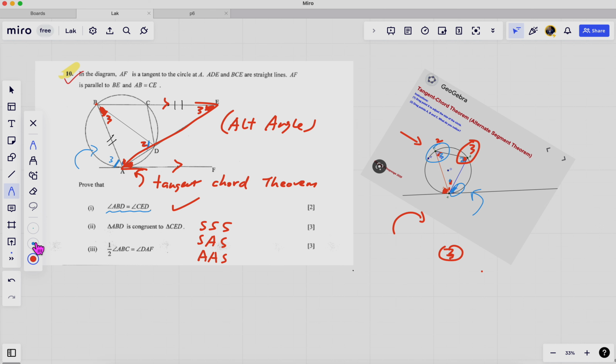So you have already proven that this angle 3 is equal to angle 3. So basically you focus your attention on this. They also given that AB, so you have the side, right? Now you need to prove one more angle, then you can use AAS already. So which angle can you use to prove that? Which one?